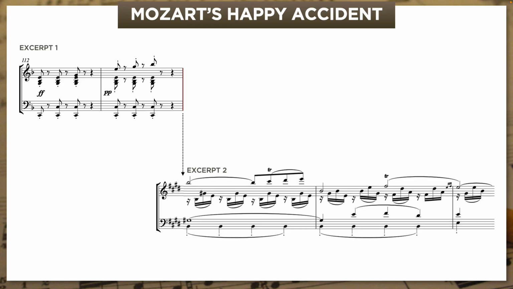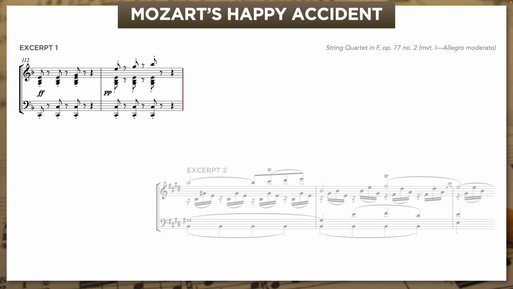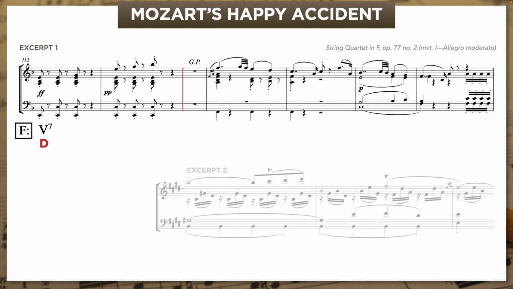Excerpt 1 is from Haydn's second Opus 77 quartet, which was actually written after Mozart died. It's in F major, and the 6 bars I played you spun out a single chord, 5-7 of F. That's the chord we hear 6 times in just those last 2 bars. In the actual piece, what happens next is exactly what we'd expect. The C dominant resolves to the tonic, F major, where Haydn brings back the main theme.